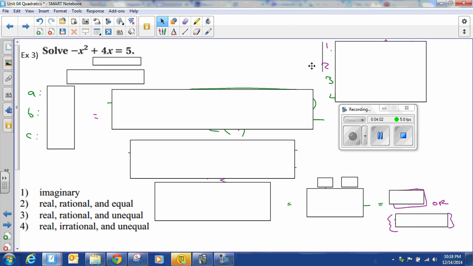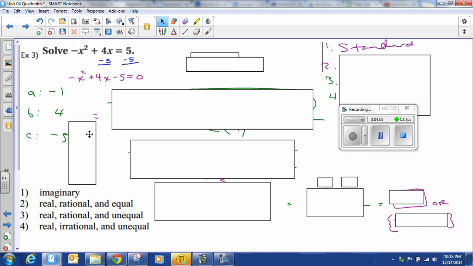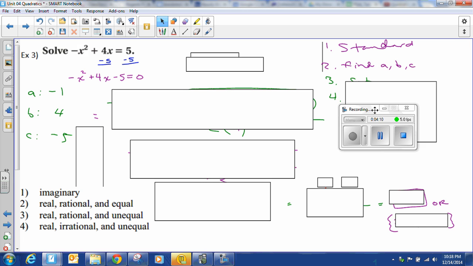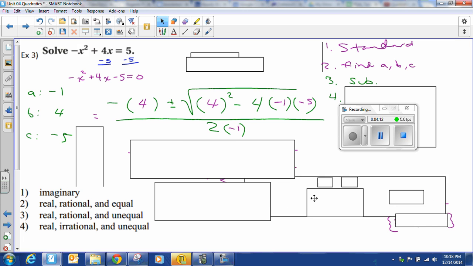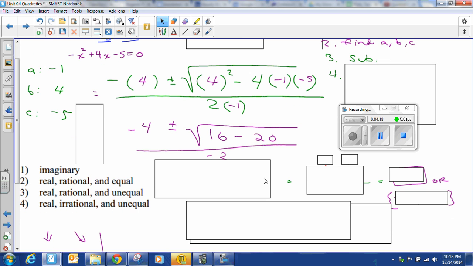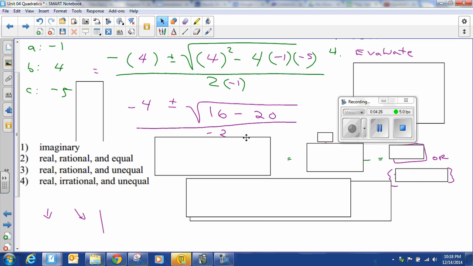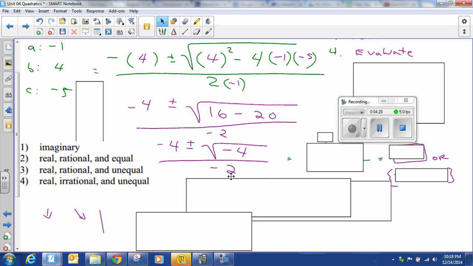Example 3. Put it in standard form, subtract 5 from both sides. a, b, and c are negative 1, 4, and negative 5. Let's substitute in. There we have it. Evaluate. And we end up with negative 4 plus or minus radical 16 minus 20. Now the 16 minus 20 is going to give us a negative number under the radical. This should give you an idea that this will be imaginary.